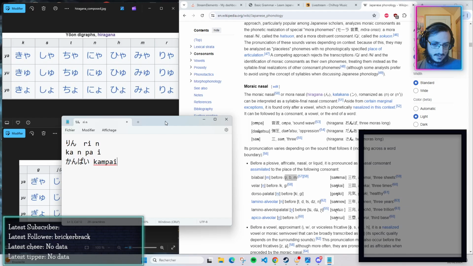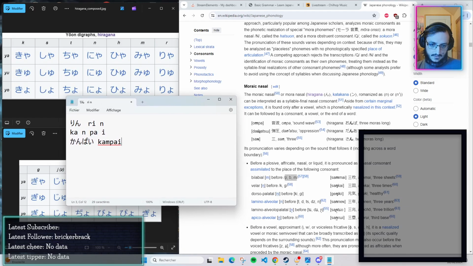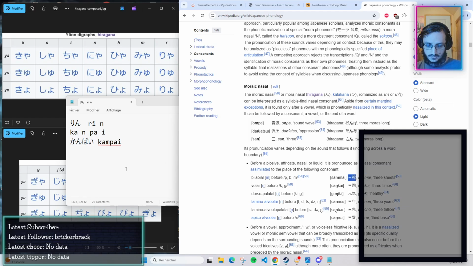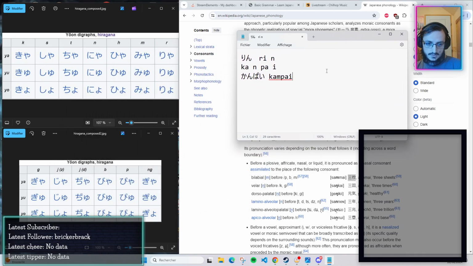Same with everything that is beginning with P, B and M, sorry, B and M. So, for example, for the M, sanmai, which means 3 sheets here. Those are the kanji, but we don't mind about it yet. So in the katakana, hiragana way, we have sa, n, ma, i, sanmai.